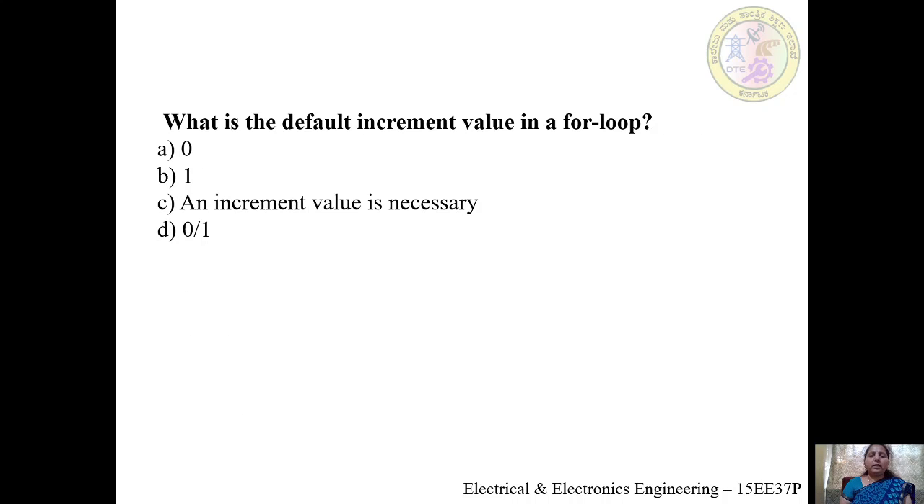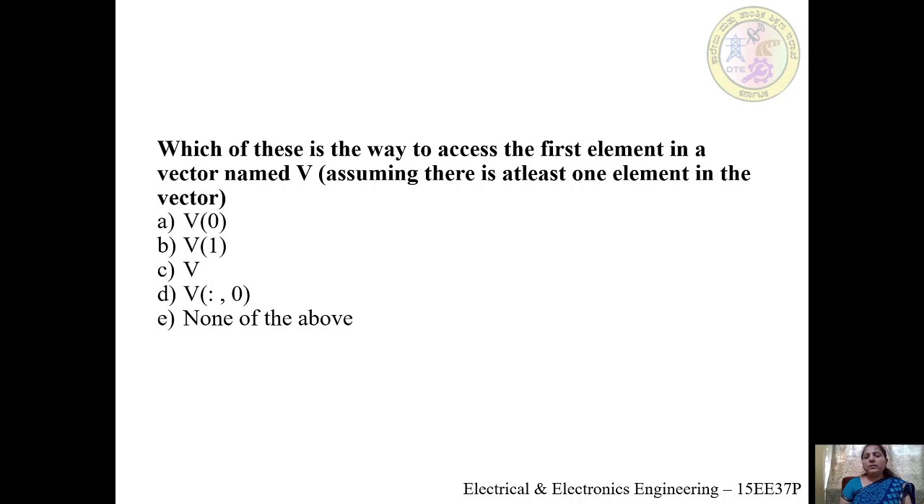What is the default increment value in a for loop? It is 1. For loop default increment value is always 1. Which of these is the way to access the first element in a vector named V, assuming there is at least one element in the vector? That is V of 1. So the correct answer is B.